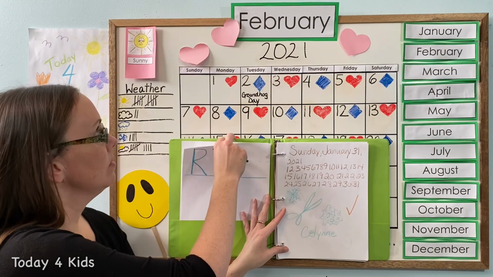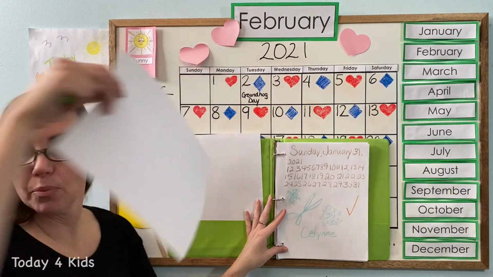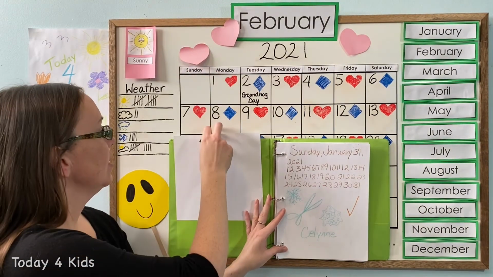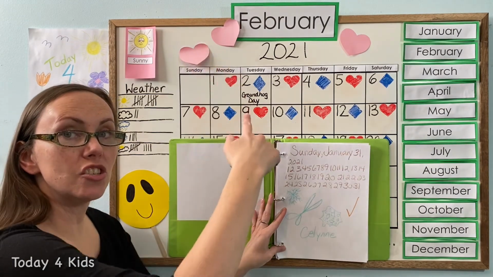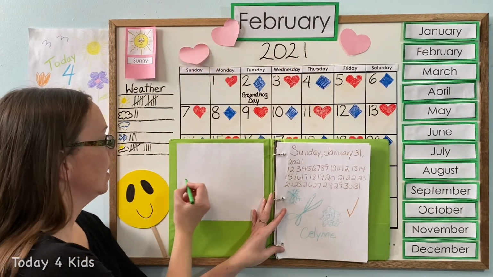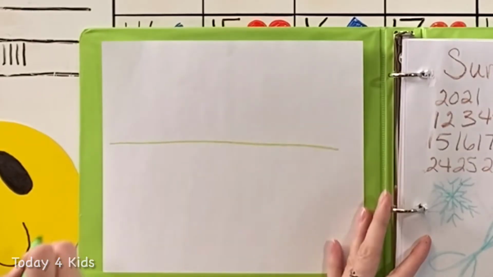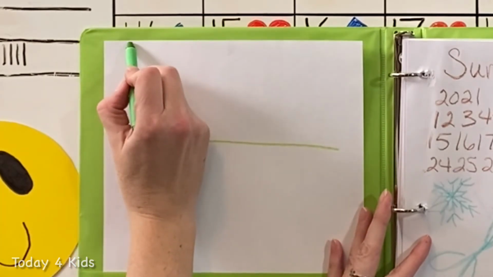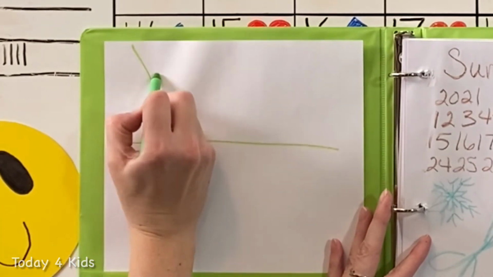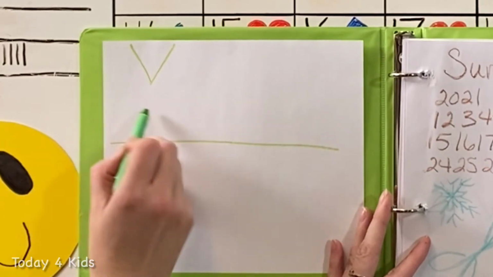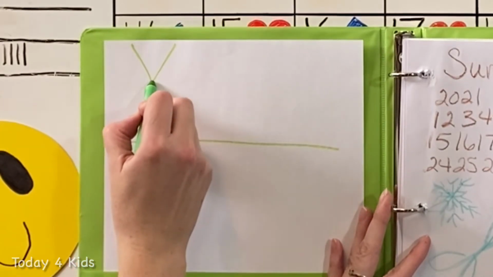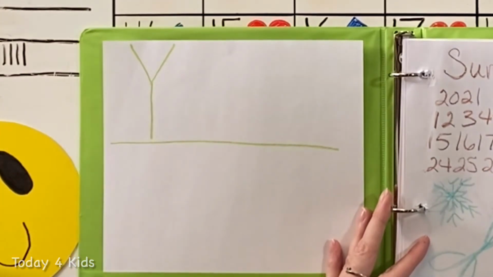Let's take that one out. And we will practice a new one for today. You can practice with me on your paper, or you can just do it in the air with your hand. So we'll make a line here. And we're going to start by making a little V up here. So we're going to come down and then go up about halfway. And then go to the point and make a line down. And that is an uppercase Y.